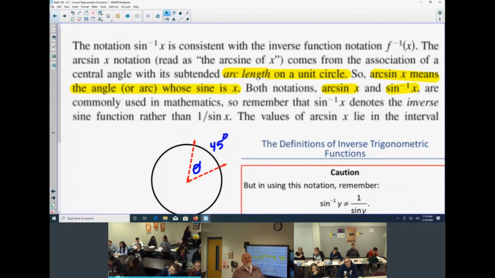But what if sine to the -1 of x is different than 1 over sine? Not sine to the -1. I mean, it's no. Inverse sine. Inverse of sine. Okay.